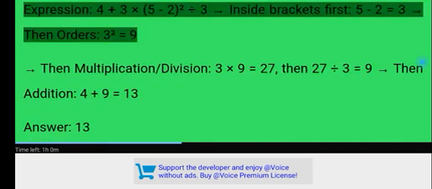For example, the expression 4 plus 3 times (5 minus 2) squared divided by 3. Inside brackets first: 5 minus 2 equals 3. Then orders: 3 squared equals 9.